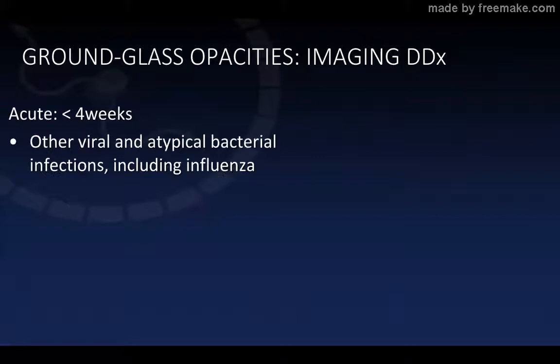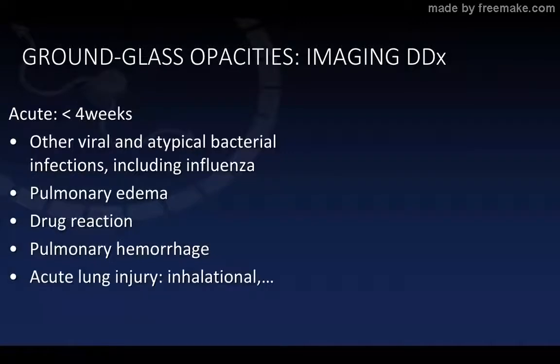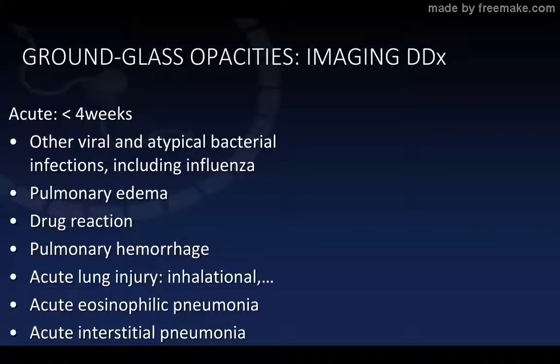To help you think about other disease processes, of course, top of the list is other viral and typical bacterial infections, including influenza, pulmonary edema, drug reaction, pulmonary hemorrhage, acute lung injury, inhalational causes, and other causes, and more exotic entities like acute eosinophilic pneumonia and acute interstitial pneumonia, which I don't have particular time to go into here.